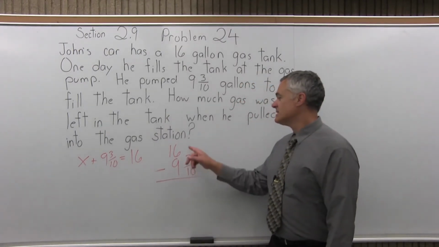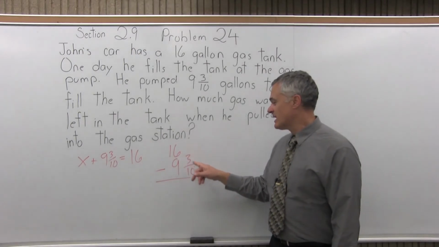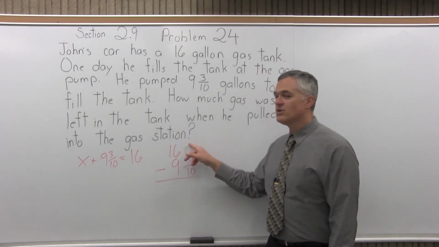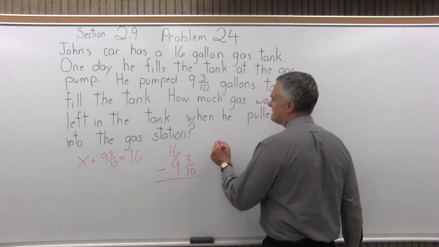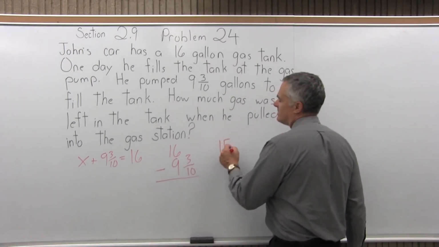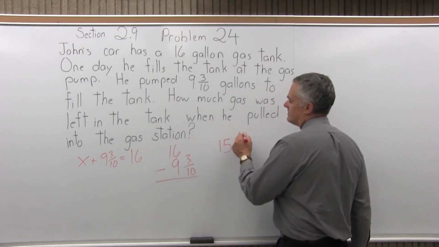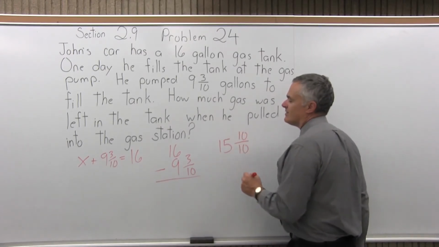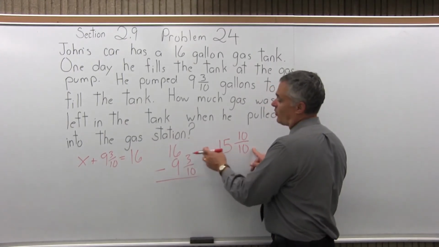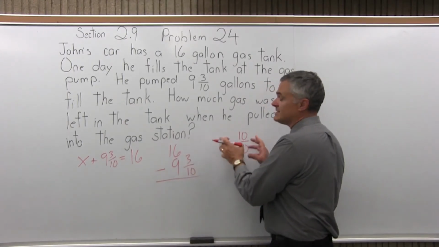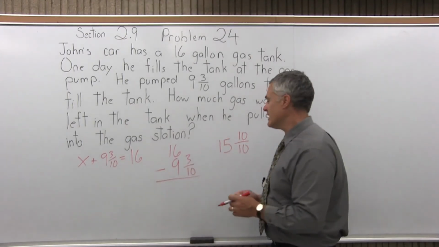Now the problem is the 16 doesn't even have any fractions. I want a common denominator. There are no denominators. How do I make it match up? So instead of 16, let's write this: 15 and 10/10. That's a 16. The 10/10 is a 1, so it's 15 and 1 more. It's still a 16. You still have 16 gallons of gas.